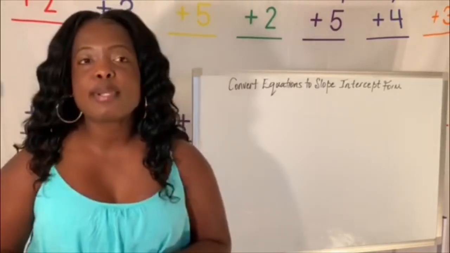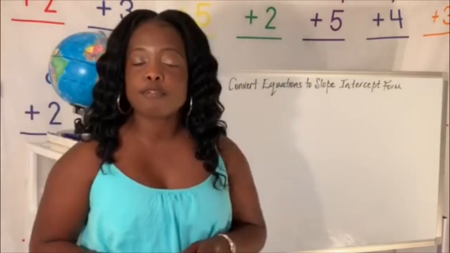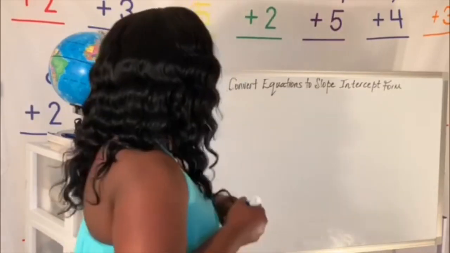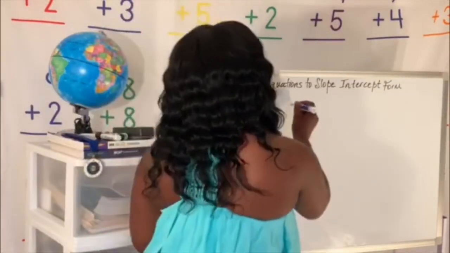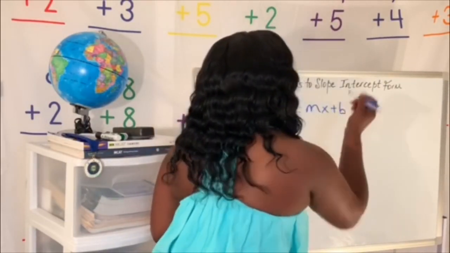So today we're going to be looking at how we convert equations to the slope intercept form. So what is the slope intercept form? What does that look like? Typically the equation for the slope intercept form would be y equals mx plus b.